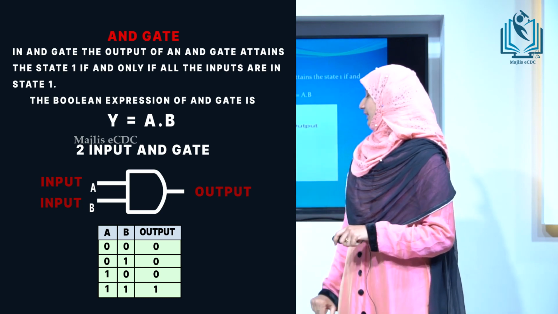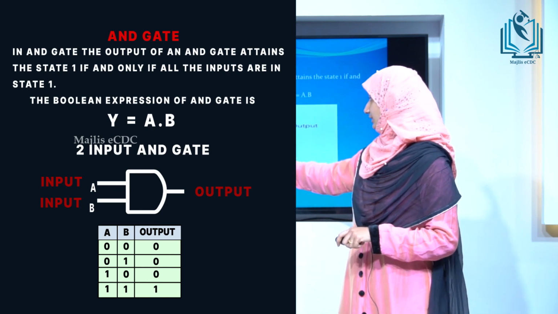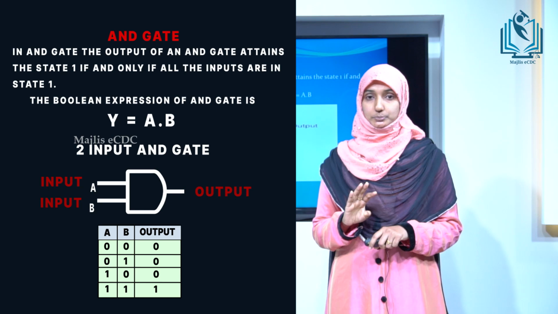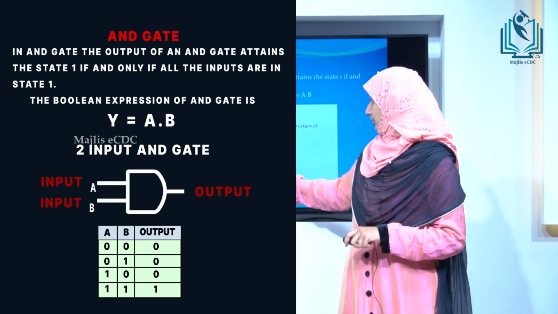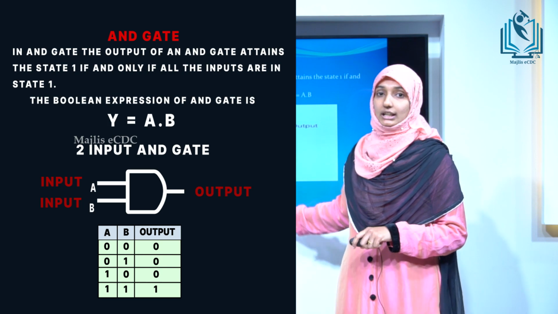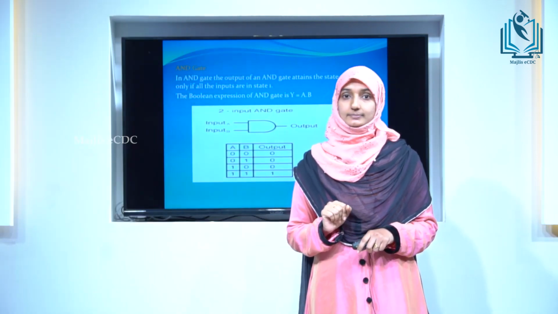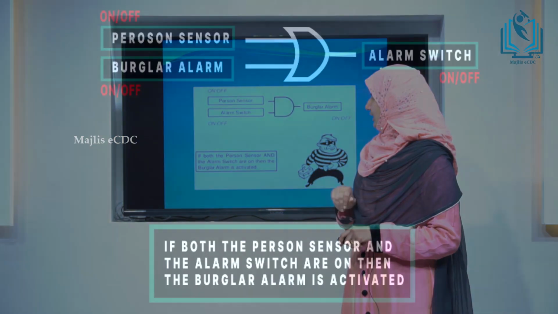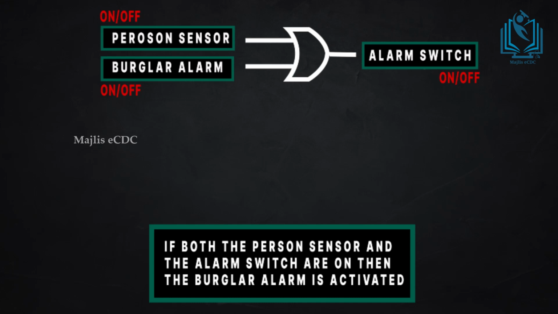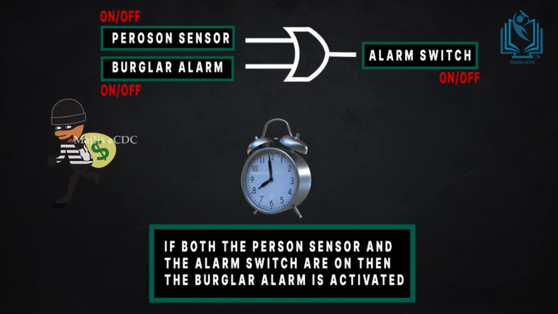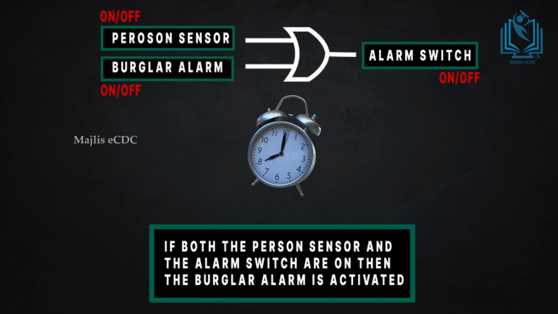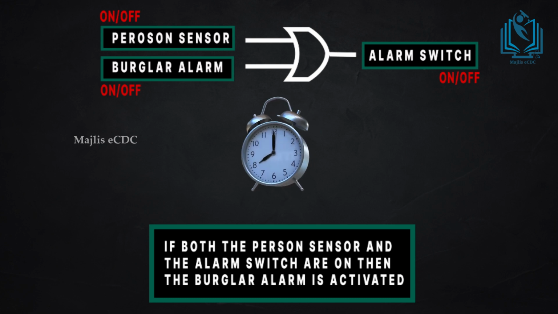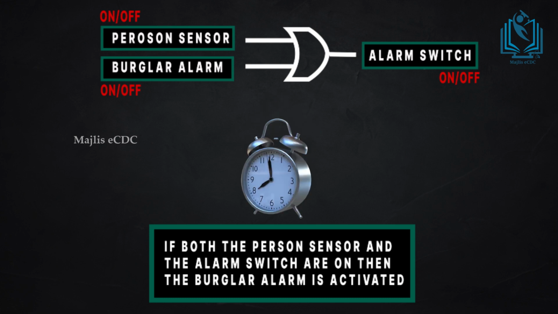This is the truth table of the AND gate. Here there are 2 inputs, so 2 raised to 2, that is 4, input combinations and 4 outputs. The output of the AND gate attains the state 1 only if both the inputs are in state 1. Next is the example of the AND gate. This is a person sensor and alarm switch for a burglar alarm. In this case, if both the person sensor and the alarm switch are on, the burglar alarm will activate. This is the application of the AND gate.